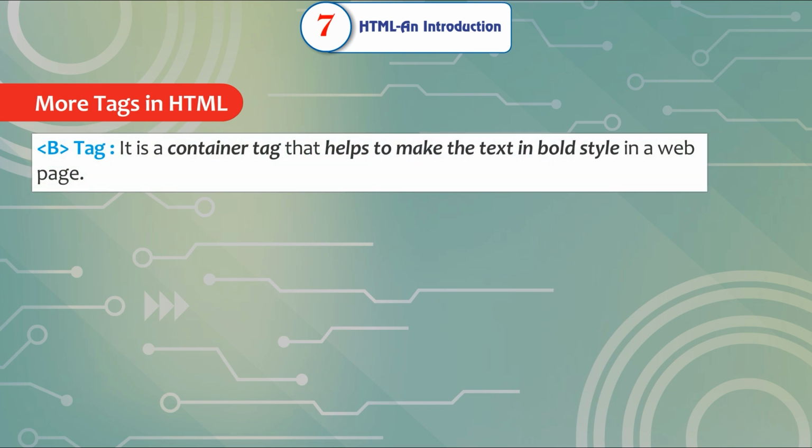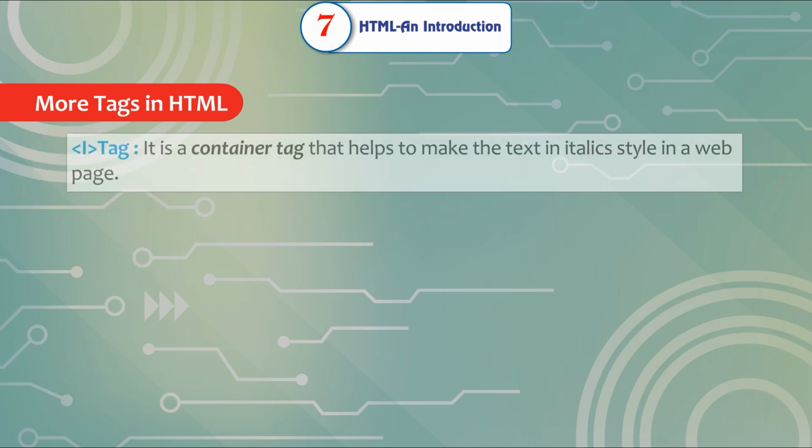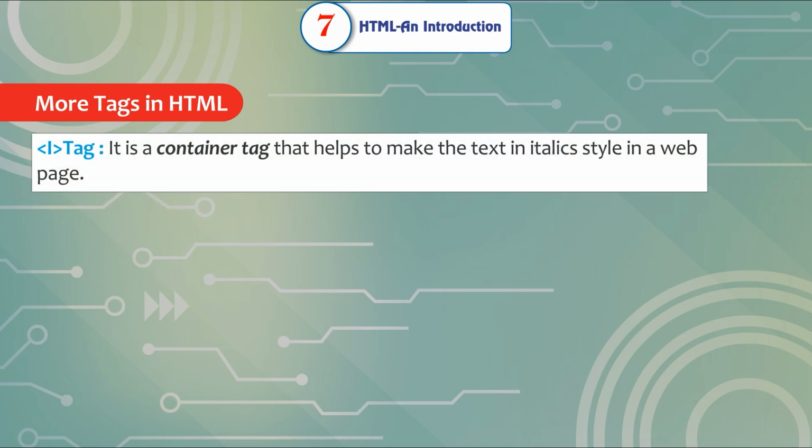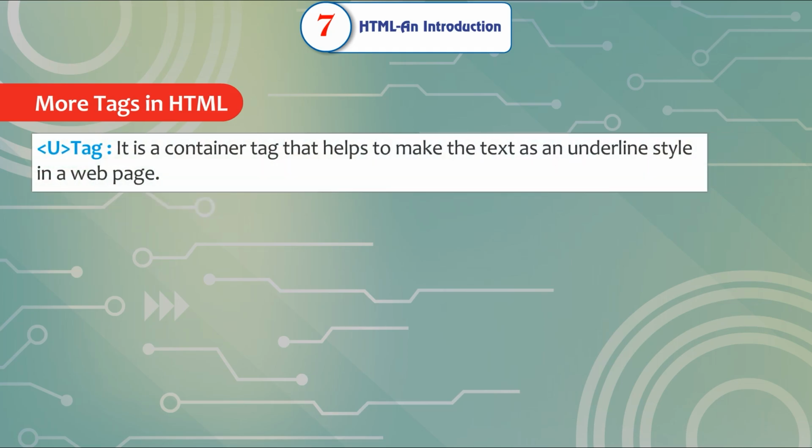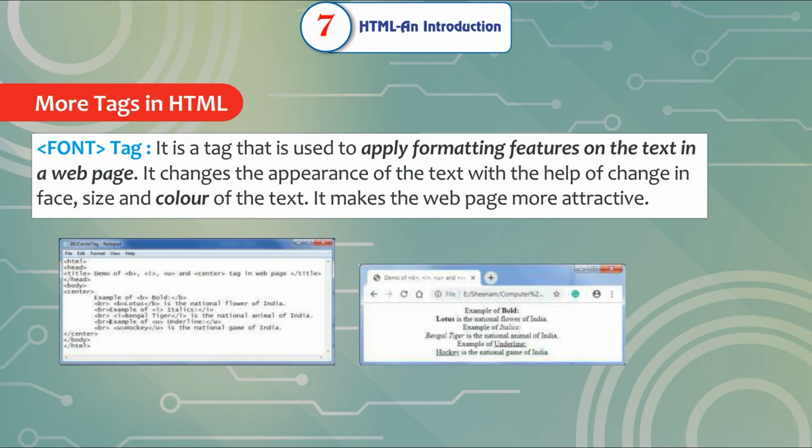B tag. It is a container tag that helps to make the text in bold style in a web page. Syntax: B text /B. I tag. It is a container tag that helps to make the text in italic style in a web page. Syntax: I text /I. U tag. It is a container tag that helps to make the text underlined in a web page. Syntax: U text /U.